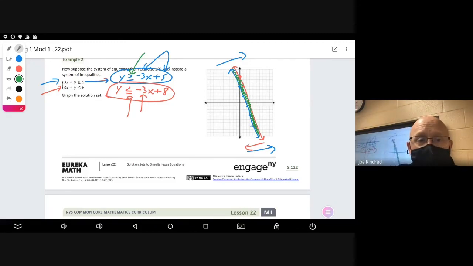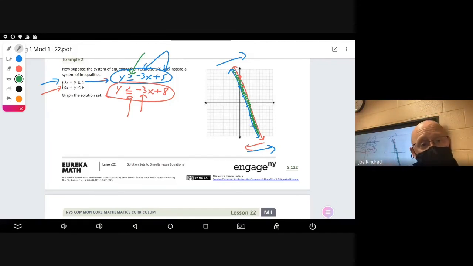Okay. So that's number 2 here in lesson 22. The second idea is graphing systems of inequalities. Now we're only going to do 3 examples today, one of each of the 3 primary ideas, and then tomorrow we'll come back and do practice.